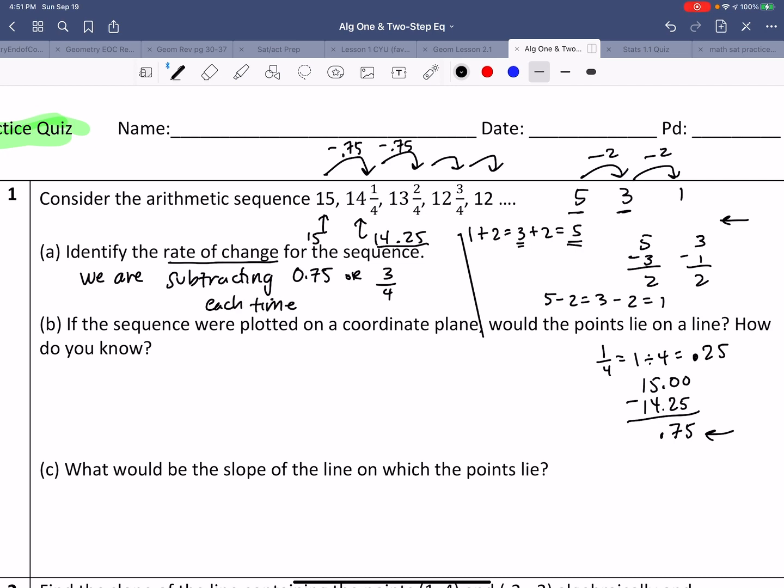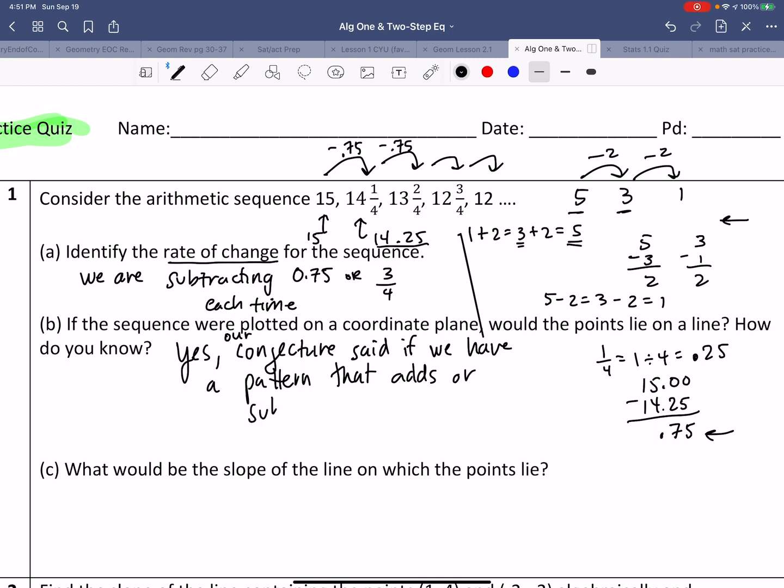If the sequence were plotted on a coordinate plane, would the points lie on a line? And we said yes. We made a conjecture. So our conjecture said if we have a pattern that adds or subtracts each time, that would be linear.